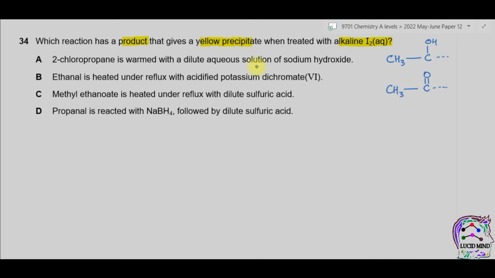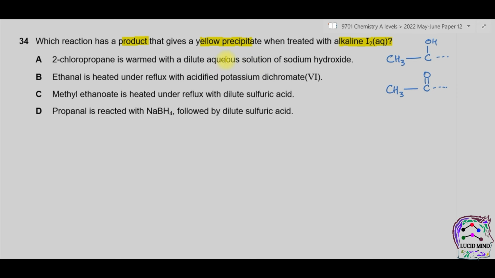So let's see which reaction produces this as a product. The first one says 2-chloropropane is warmed with dilute aqueous solution of sodium hydroxide. So now what will happen in this one?